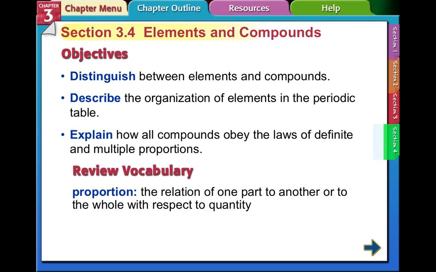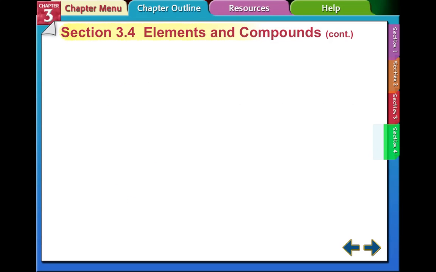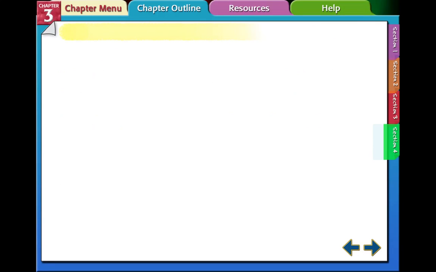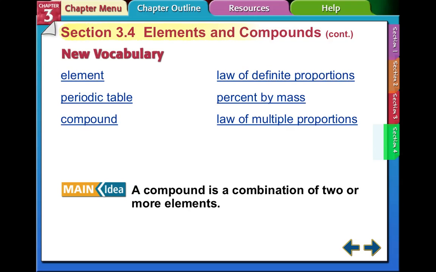Review vocabulary. Proportion, the relation of one part to another or to the whole part with respect to quantity. New vocabulary. Element, periodic table, compound, law of definite proportions, percent by mass, law of multiple proportions. And the main idea: a compound is a combination of two or more elements.